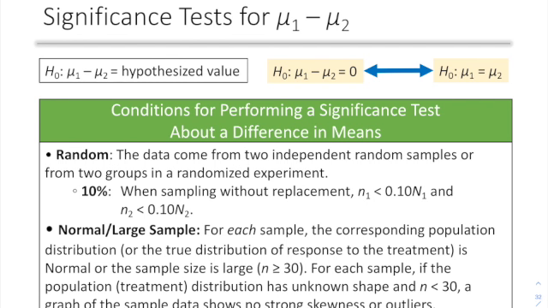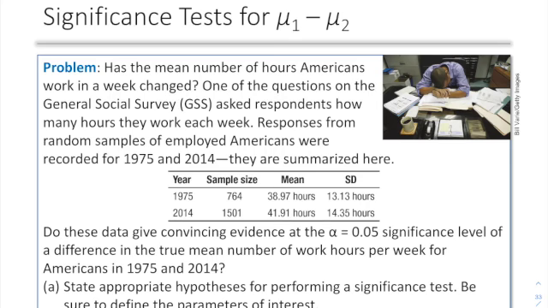Now let's look at significance tests for the difference of means. So your null hypothesis is always that there is no difference between the two. You can look at it as mu sub 1 minus mu sub 2 equals 0, or that mu sub 1 equals mu sub 2. They both mean the same thing, so just be prepared to see them in either format. For your conditions, it's the same as what we dealt with for confidence intervals.